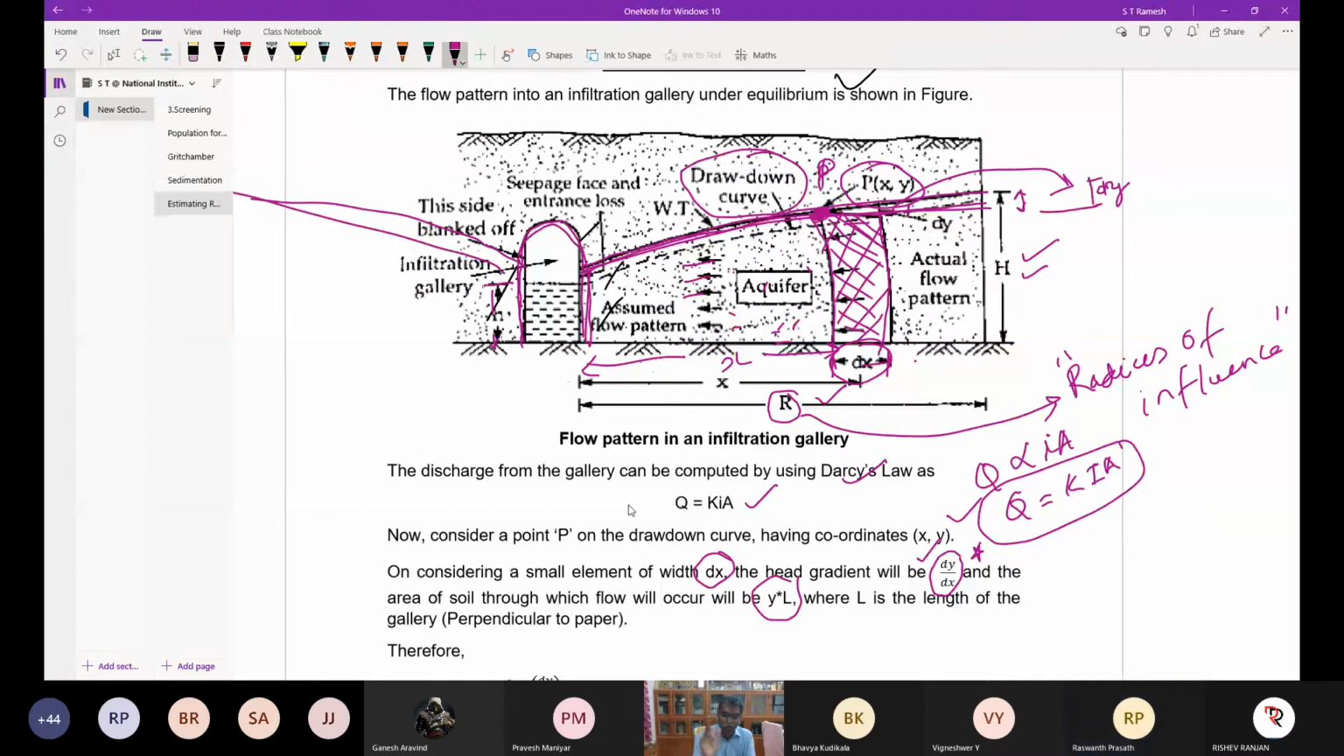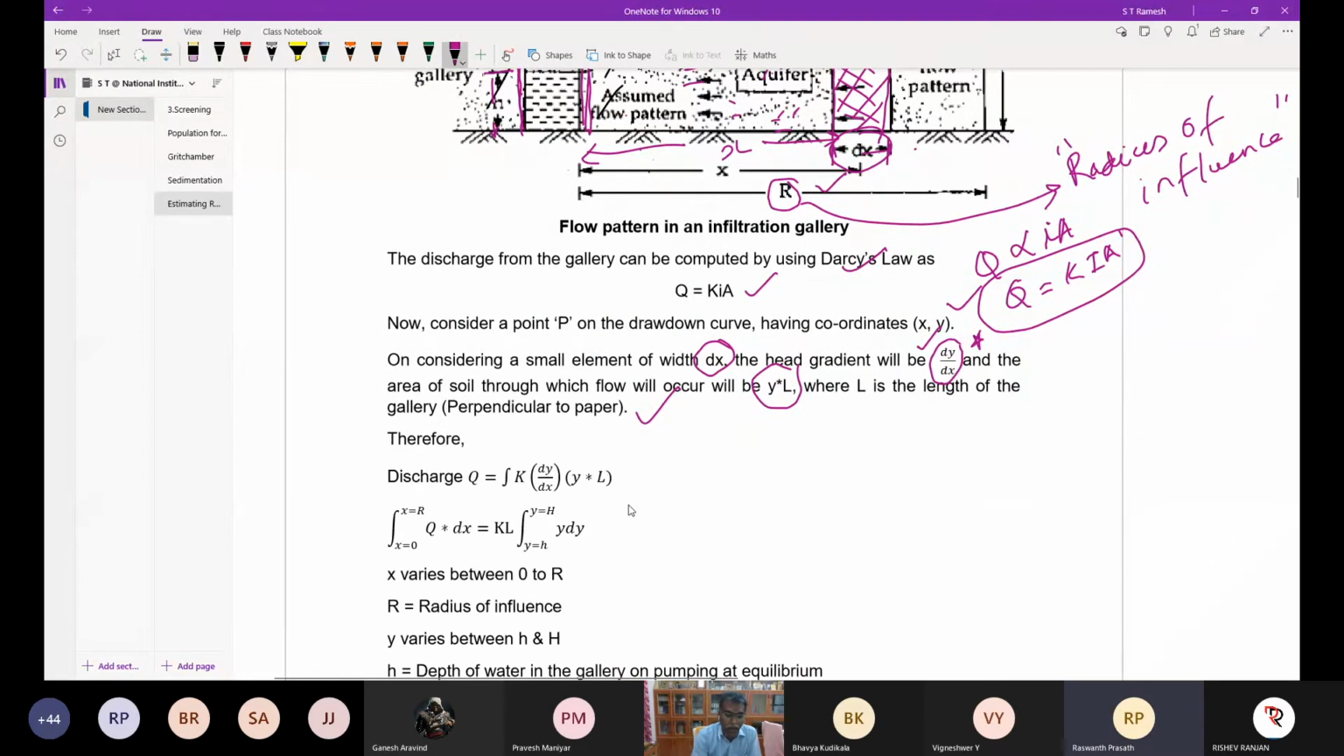Y as well as L. L may be the length of, for example, the gallery, which is perpendicular to the paper. So if I want to find the total discharge, it is the integration of K, substituting here, K into dy by dx, which is the hydraulic gradient or head gradient, into the area, which is y into L.